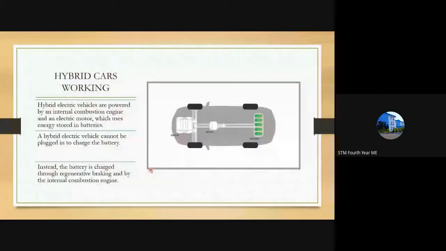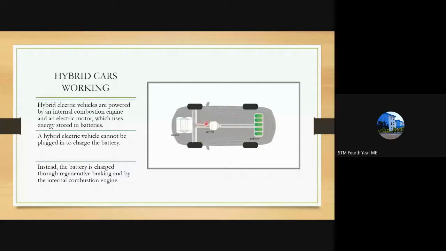Here you can see the hybrid car working. The battery is here, there is an engine here, and this is the motor. This is the charging mechanism shown here. Through the engine it is charged, and from the motor the power is transferred to the battery, while the power from the motor is transferred like this. You can see it is coupled in a single shaft itself.